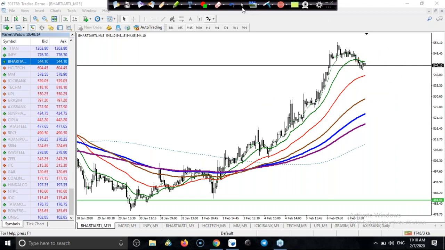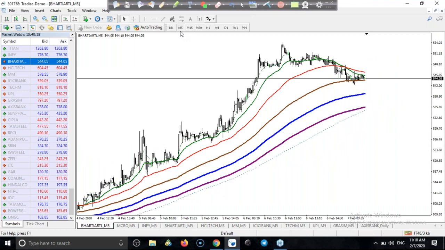Now let's check it in a 5 minute. Is it running in an uptrend in a 5 minute? Clearly they are running in an uptrend. Now this stock I'm going to trade.